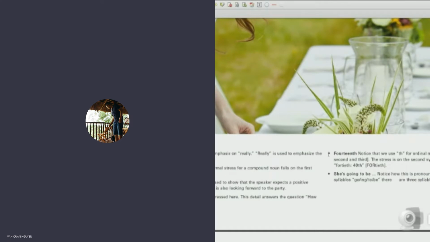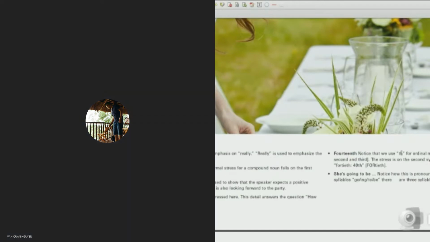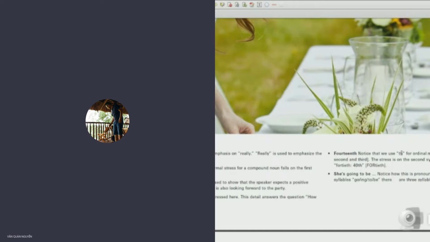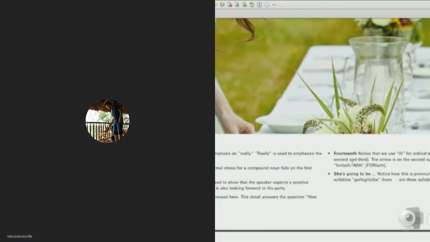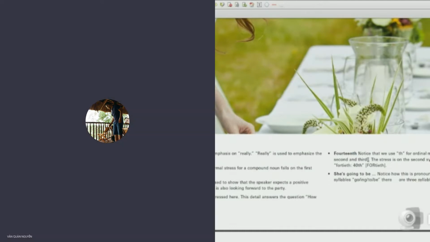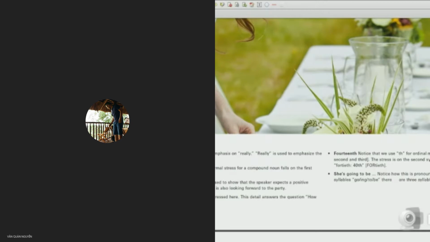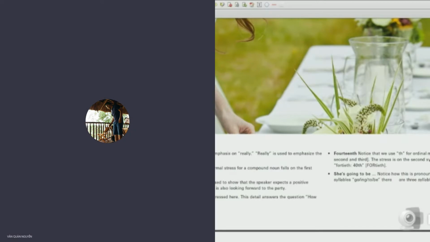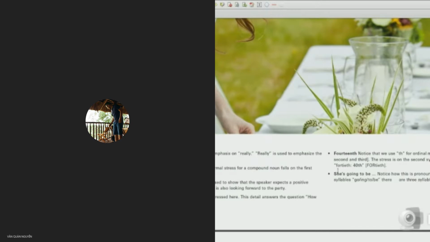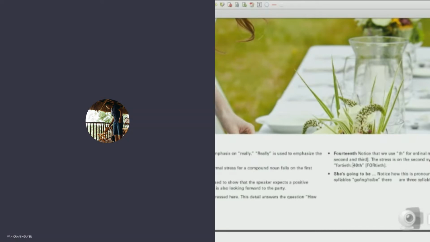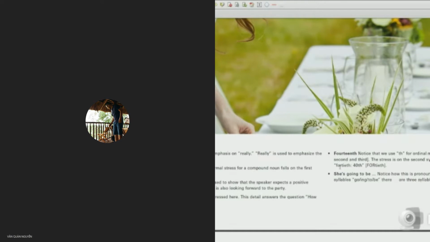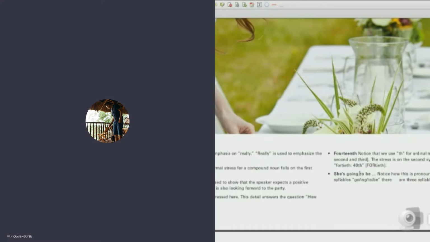Okay, next, "14th." Notice that we use "th" for ordinal numbers, starting with 4. But first, second, and third do not have "th." Starting with 4, it has "th." The stress is on the second syllable, 14th. So compare this with 40th. On 40th, the stress is on the first syllable. Okay.